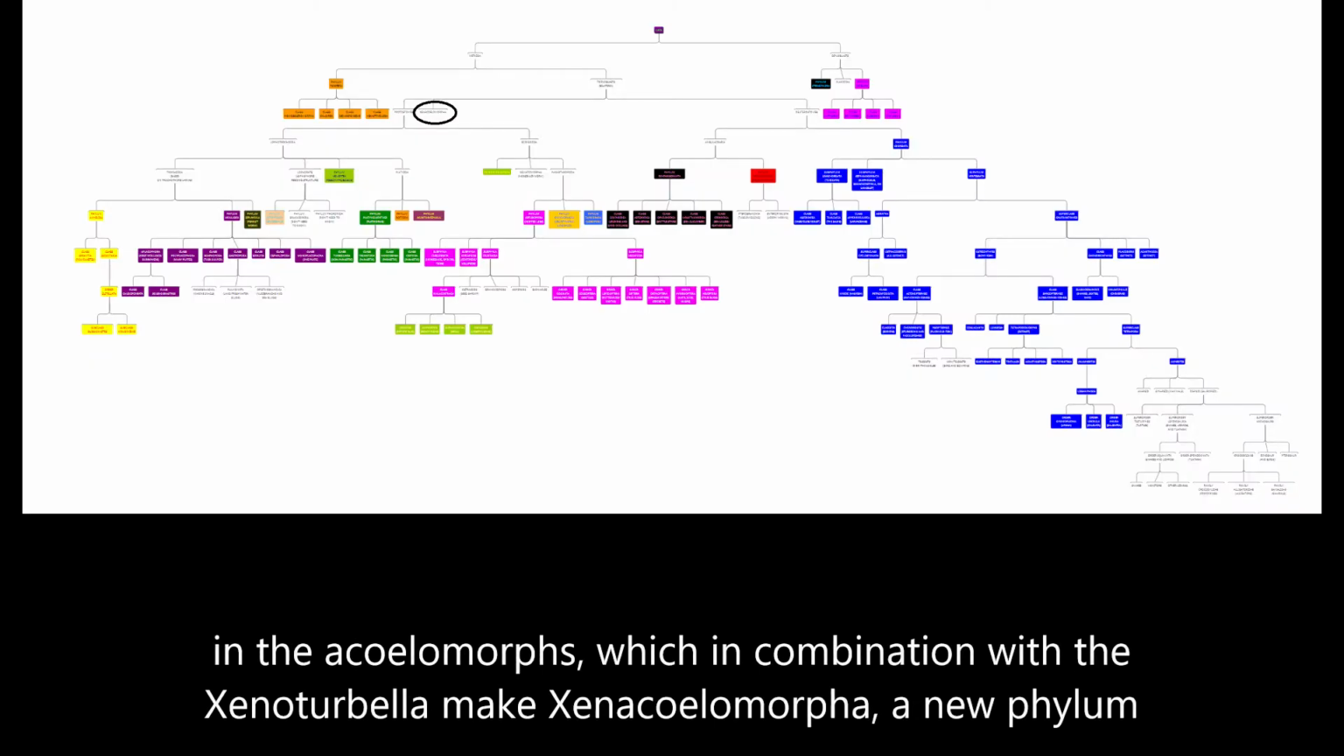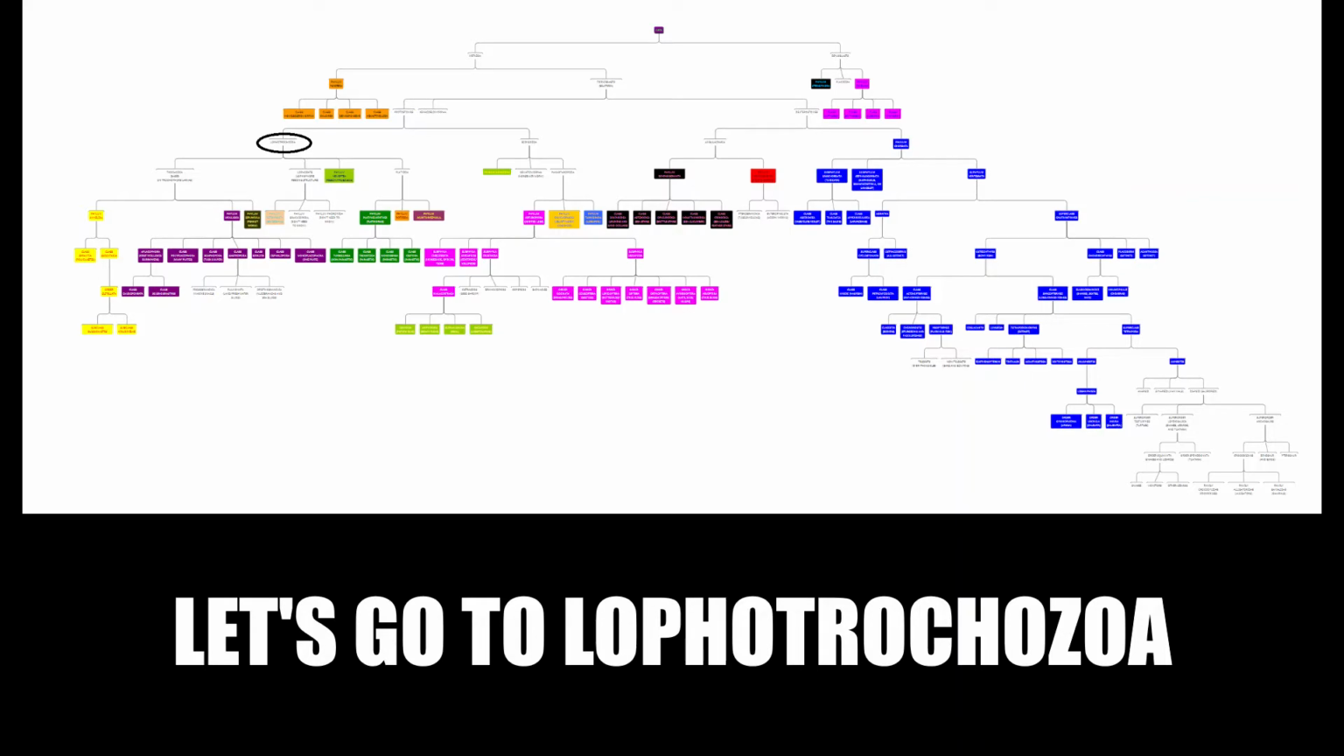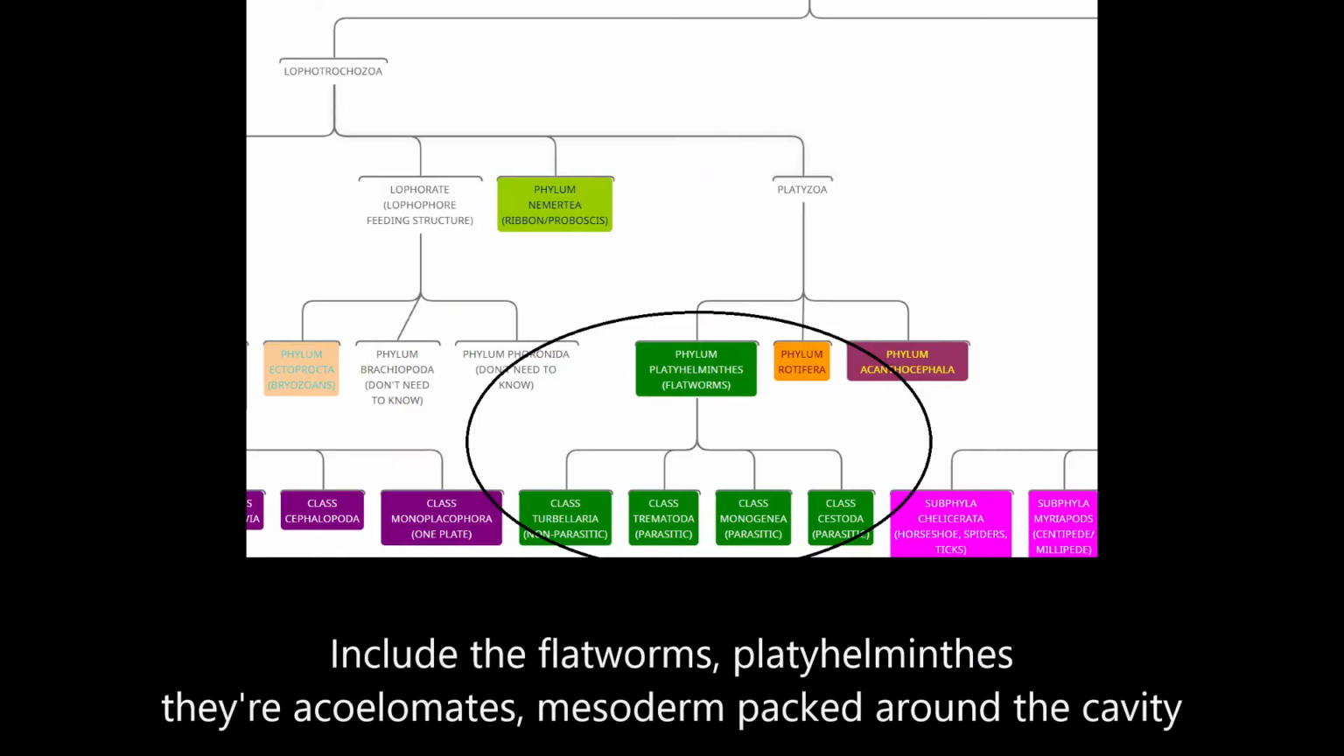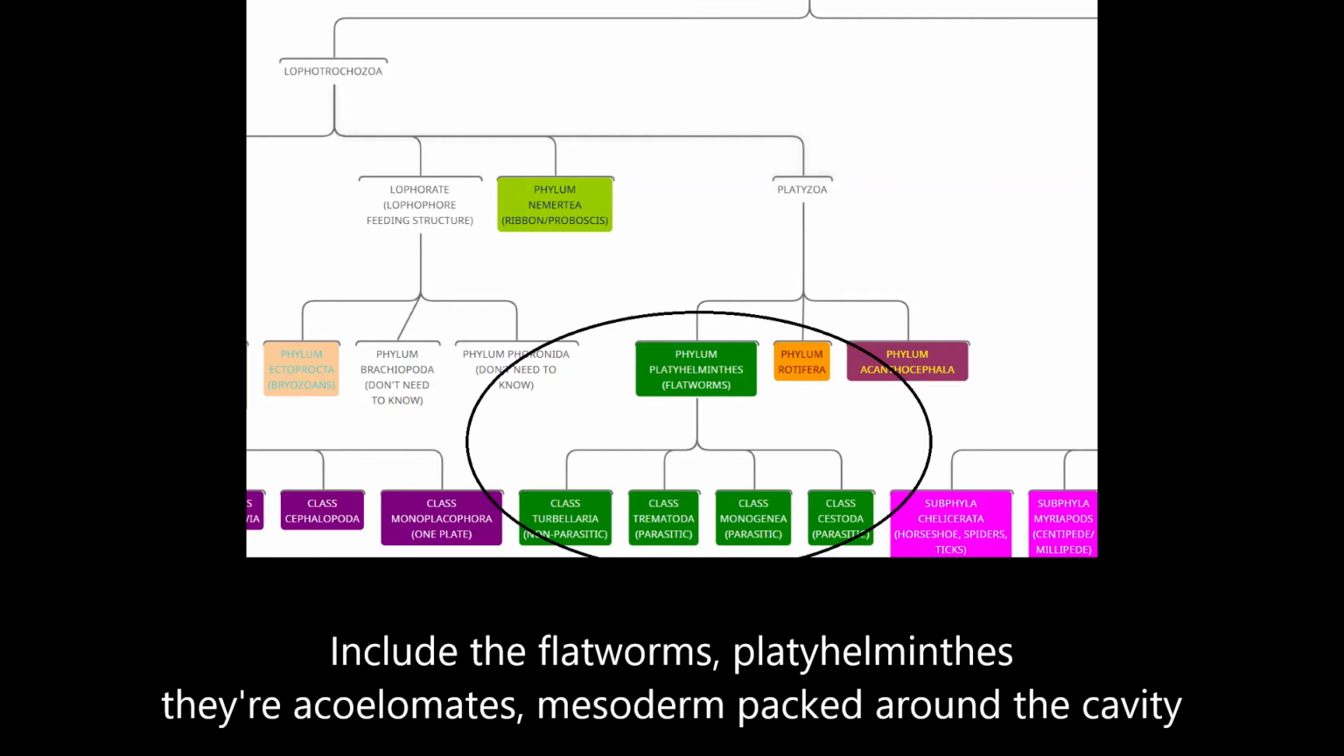which in combination with the Xenoturbella make Xenacoelomorpha a new phylum. Let's go to Lophotrochozoa, include the flatworms, Platyhelminthes, they're acoelomates, mesoderm packed around the cavity.